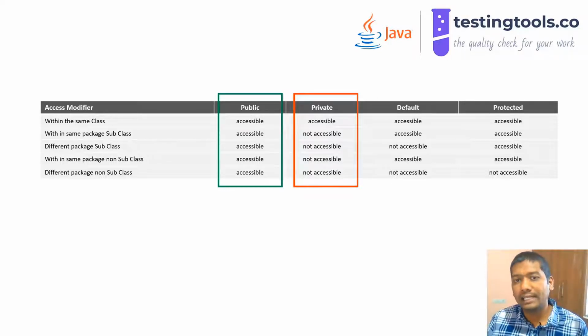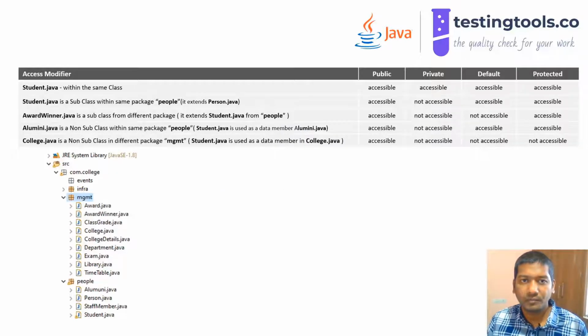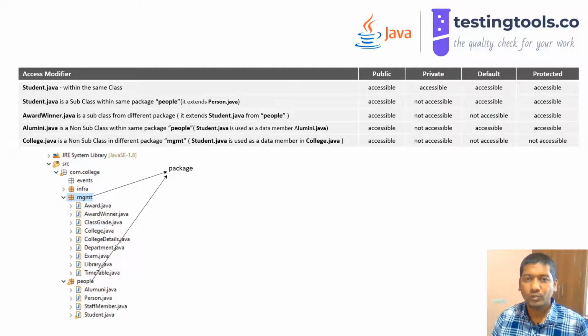Now I am also taking an example here so that it will be easier to correlate. If you consider here, I am taking management and people as two packages. Now we will discuss those five scenarios with the classes that we are trying to create as part of our project. The first scenario is about student.java. We will have multiple data members or maybe methods with different access modifiers, and then see whether we are able to access them from the same class or not.